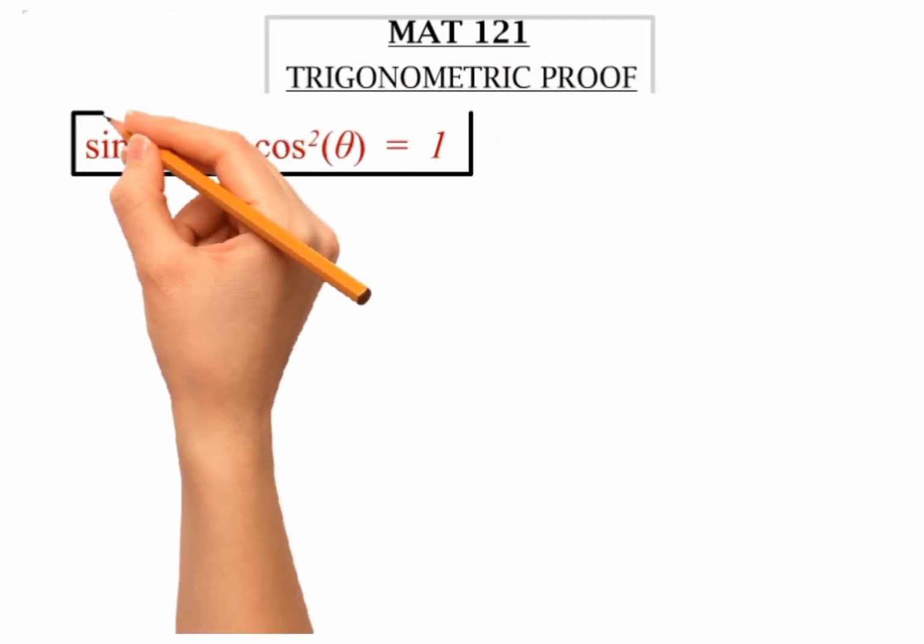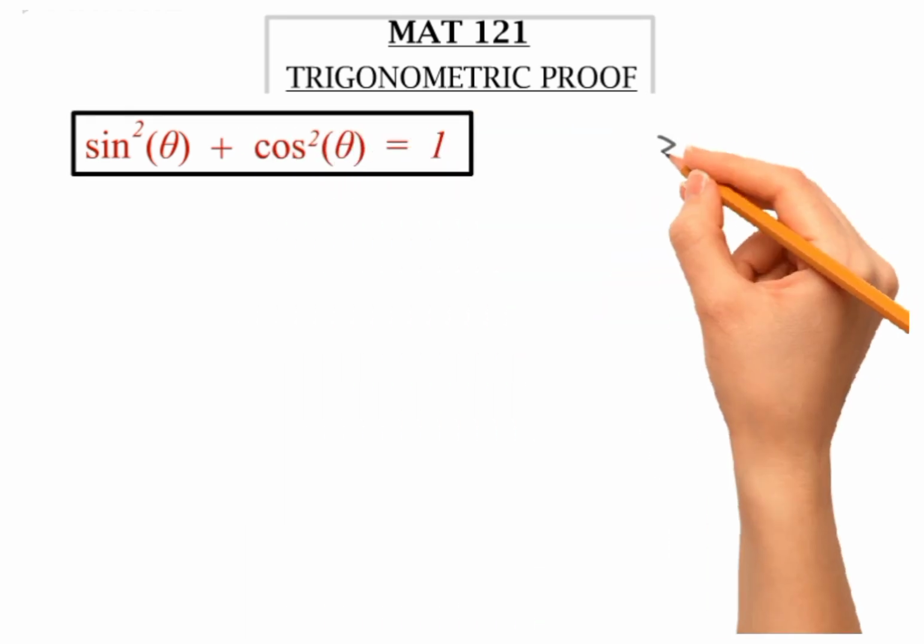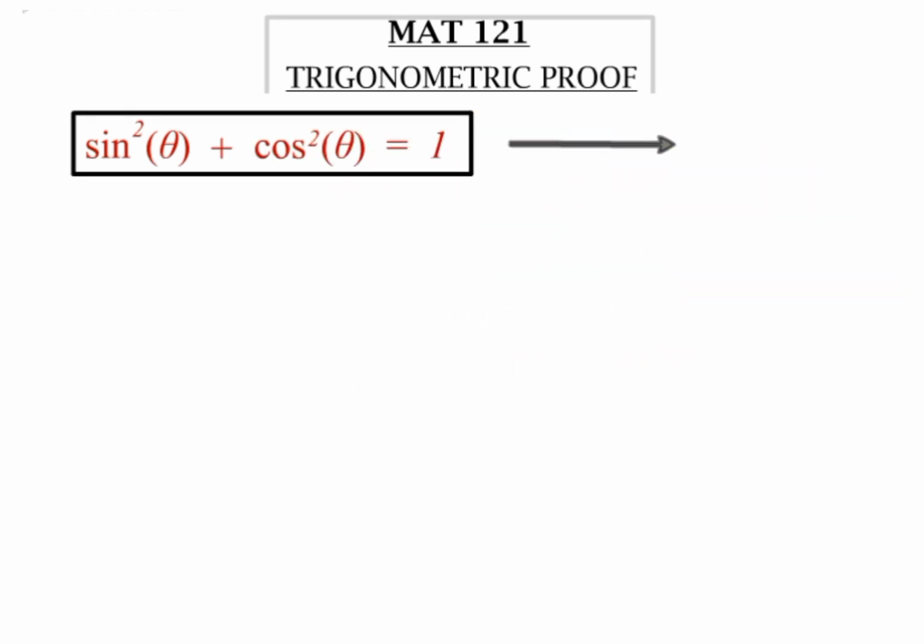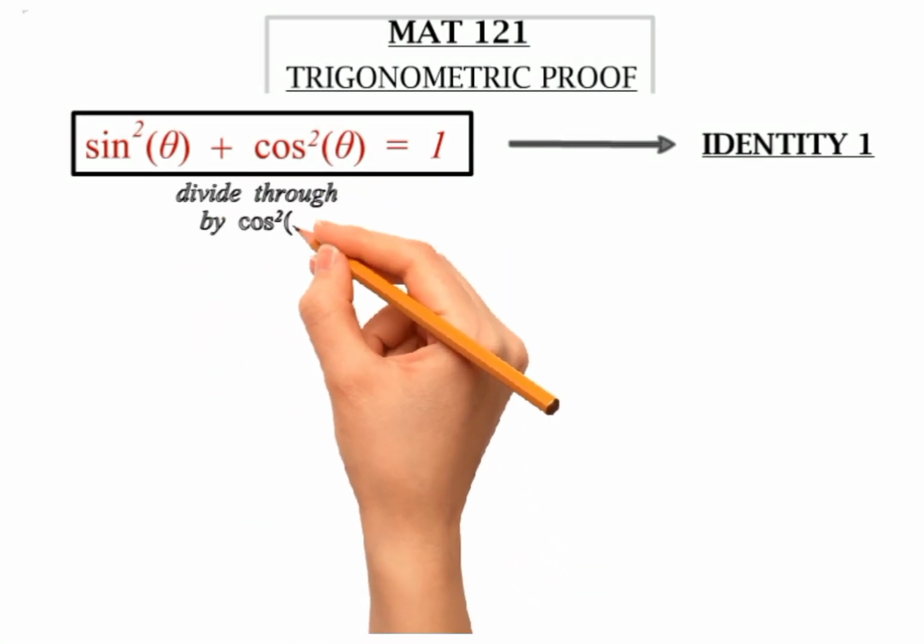Sine square theta plus cos square theta equals 1. Let this identity be named identity 1. I will use this identity to prove two additional identities which we shall always use for the proofs. For the second identity, divide through by cos square theta and modify the result.